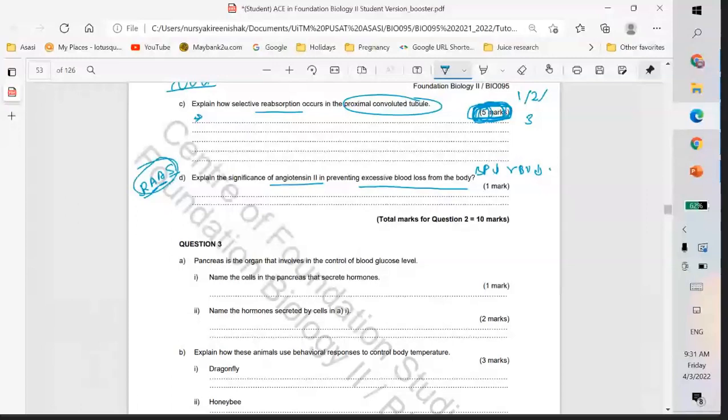Question number 3. Pancreas is the organ involved in the control of blood glucose level. Name the cells in the pancreas that secrete hormones. Alpha A cells and beta B cells. In a group of cells, we call it as what? Group of cells.